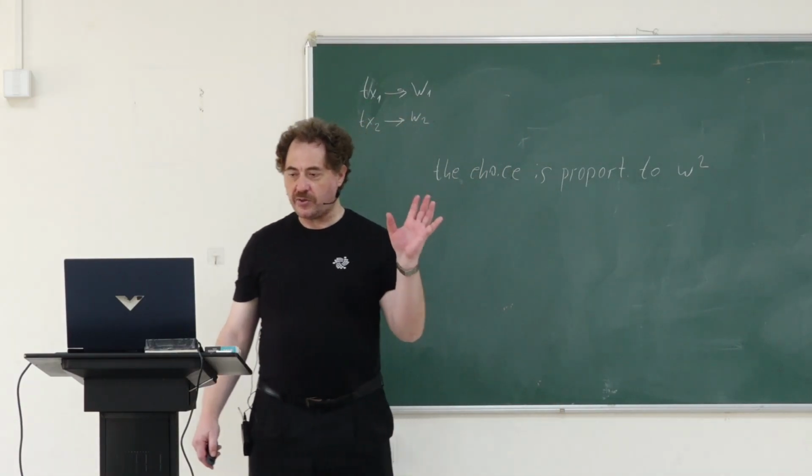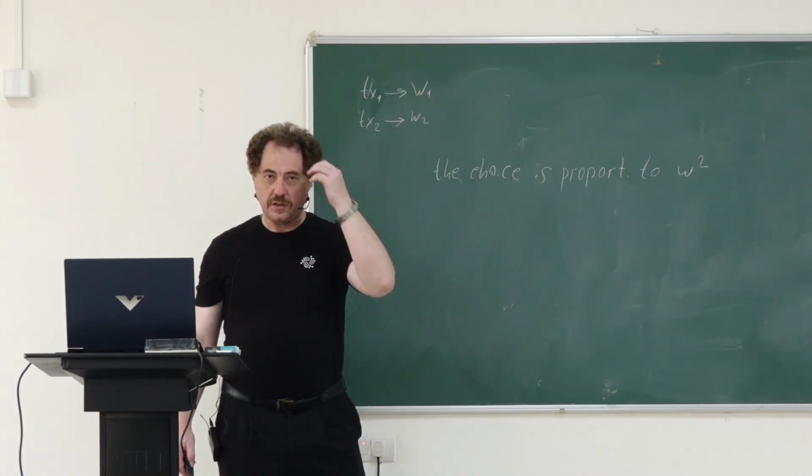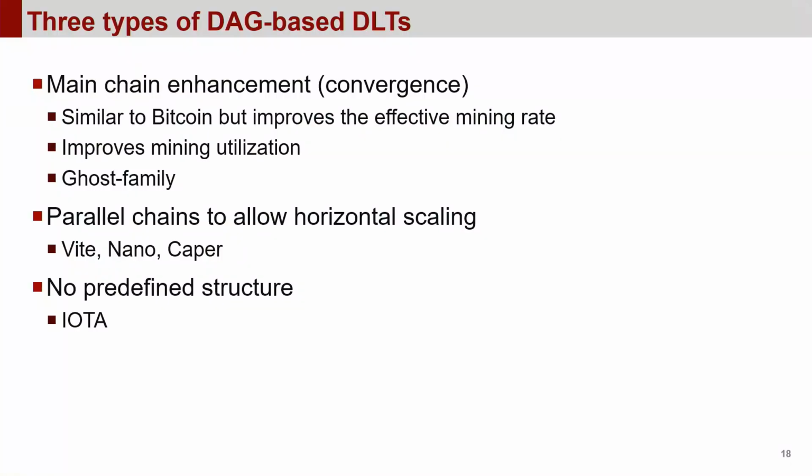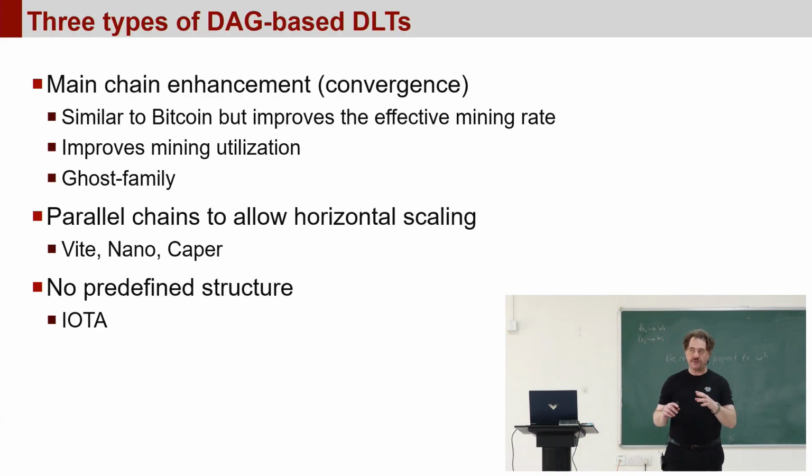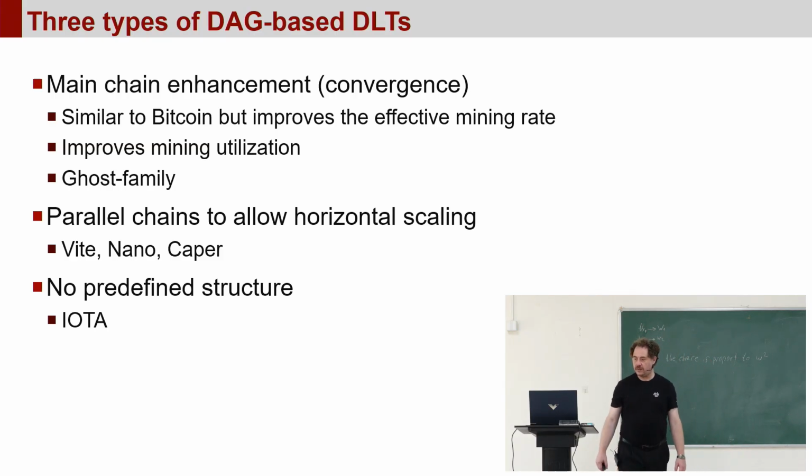So there are three types of DAG-based DLTs. The first type is main chain enhancement. A lot of DAG-based systems are just trying to improve convergence on the main chain. For example, Ghost does exactly that, right? The Ghost protocol, which we considered in the context of Ethereum, of convergence in Ethereum, does exactly that.